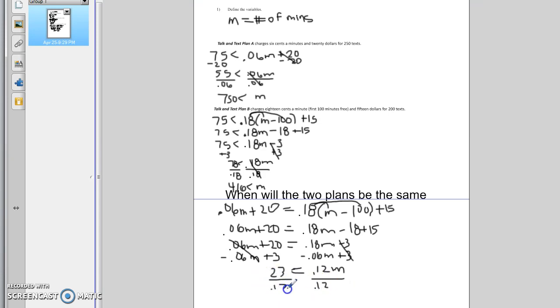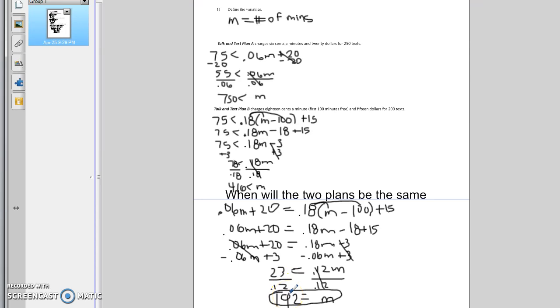Divide by 0.12. And when I do that, my minutes are going to be equal to, let's see here, 191.6. So I'm going to round this to the nearest whole number. I'm going to say 192 minutes. So after 192 minutes, both of my plans will cost the same amount. Beyond that, they will start changing in price, but at 192 minutes, they will both be the same amount.